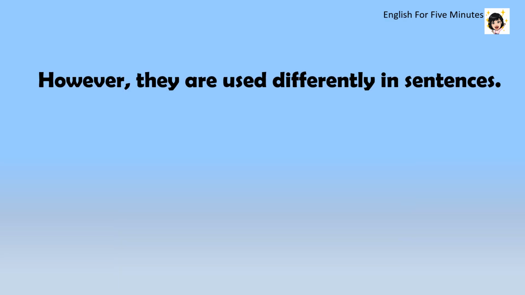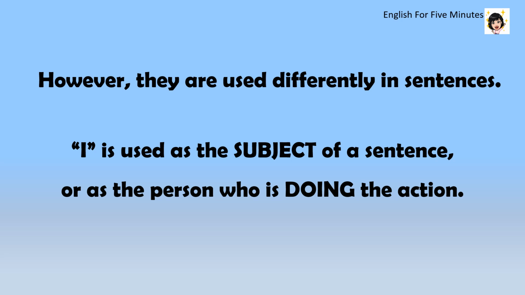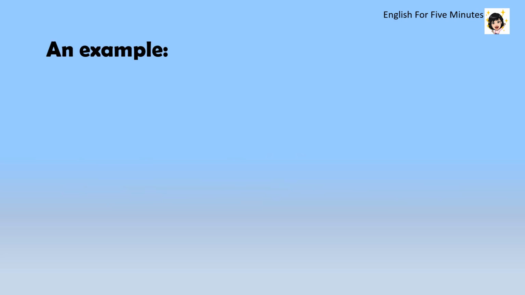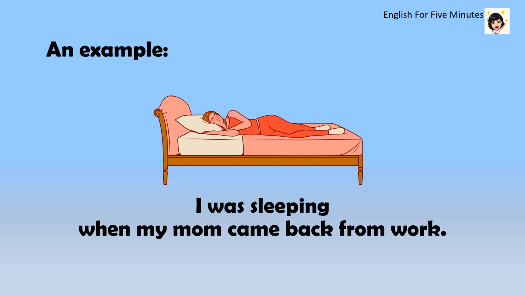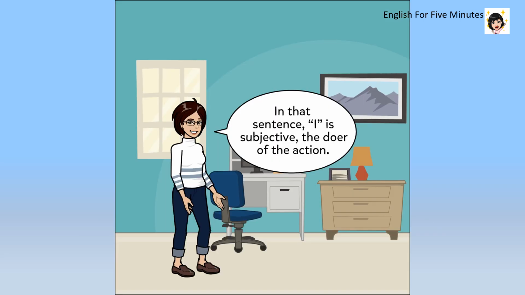Although I and me are both first-person personal pronouns, they are used differently in sentences. I is used as the subject of a sentence or as the person who is doing the action. As an example, I was sleeping when my mom came back from work. As you see in that sentence, I is subjective, the doer of the action.